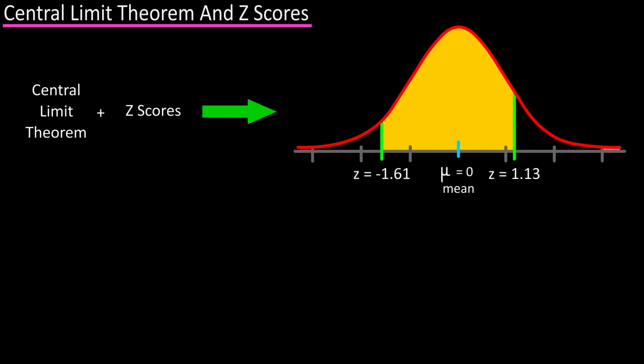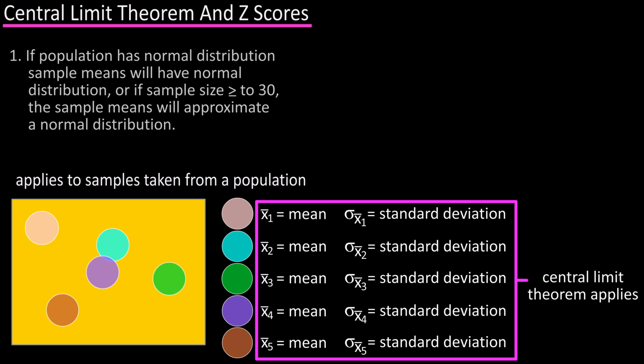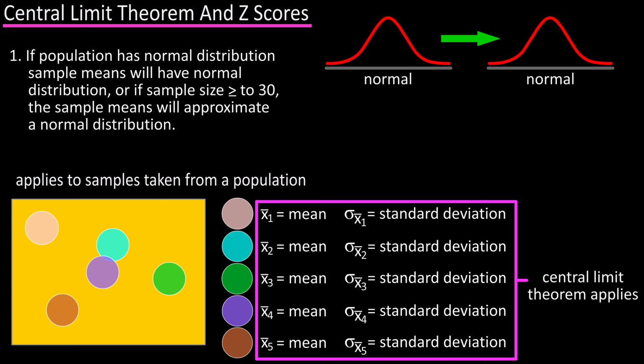The central limit theorem can allow us to calculate probabilities with the help of z-scores. The central limit theorem, which applies to the means or averages of samples taken from a population, states basically three things. Number one is that if the population the samples were taken from has a normal distribution, the sample means together will also have a normal distribution.